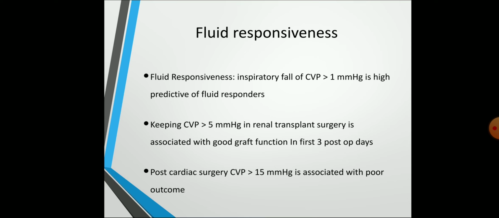The next thing is, what if you keep CVP more than 5 millimeters of mercury? You have to keep a CVP of more than 5 mm mercury in renal transplant surgery, and in these patients it is associated with good graft function in the first 3 post-op days. Also, in post cardiac surgery patients, a high CVP is associated with poor outcomes. As I told earlier, CVP is actually a surrogate measure. So what you see is the trend. If the CVP is low, that can mean a poorer renal function outcome, but if CVP is high, there can be an increased chance of pulmonary embolism.